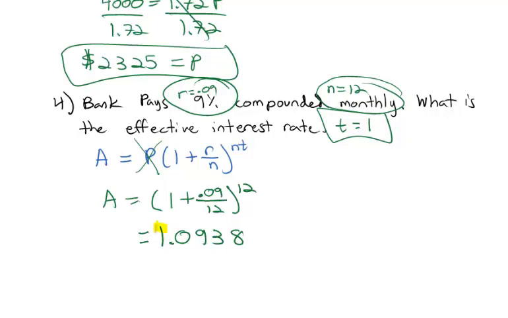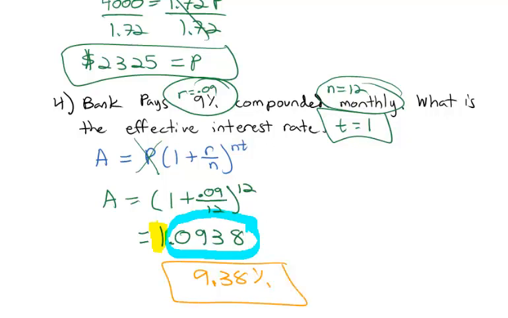Now the 1 part here represents the principal that we started with. The extra stuff that we've earned this year is at the end. So if I write that extra stuff as a percentage, that's 9.38% effective interest rate. So 9% compounded monthly is the same as 9.38% compounded annually.